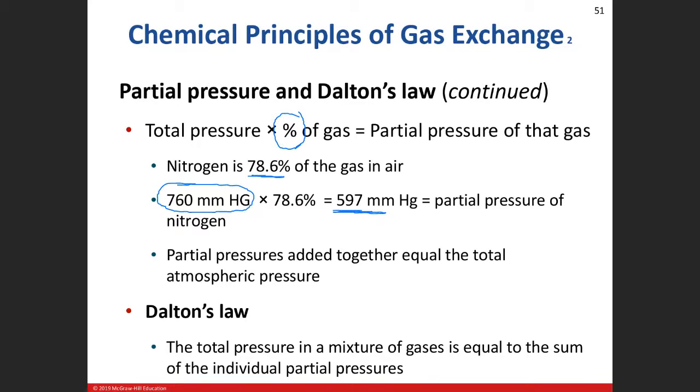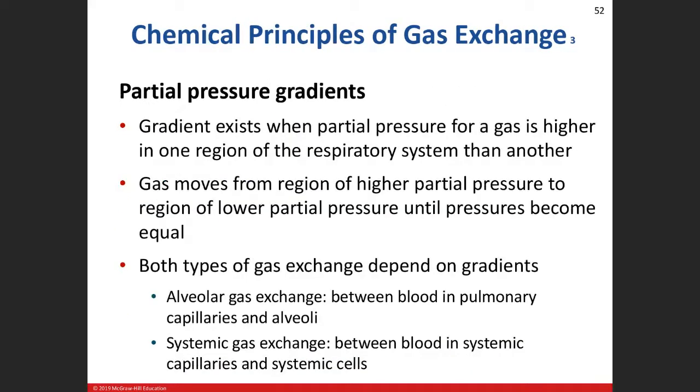So all we're going to do, if you want to find out what the partial pressures are going to be, is take the total pressure of gas, which is 760, and multiply it by the percentage of that gas in the atmosphere. And then if you were to take all the partial pressures of all those gases in the atmosphere and add them up, they should equal this value here. And that's what Dalton's Law talks about. The total pressure in a mixture of gases, so the atmosphere, is going to be the sum of all those partial pressures. That's it. Now you know Dalton's Law. We're just going to add up all the different partial pressures there.